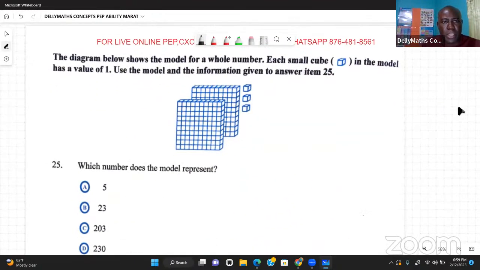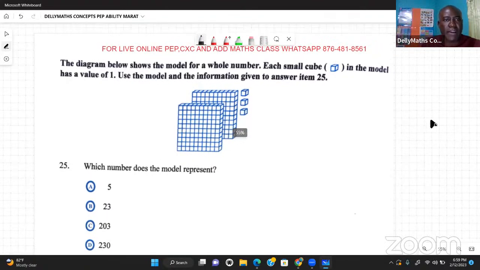Nice question here. This question says that the diagram below shows the model of a whole number, right? Each small cube in the model has a volume of 1. Now, use the model to respond to the information here. Which of the following does the model represent?